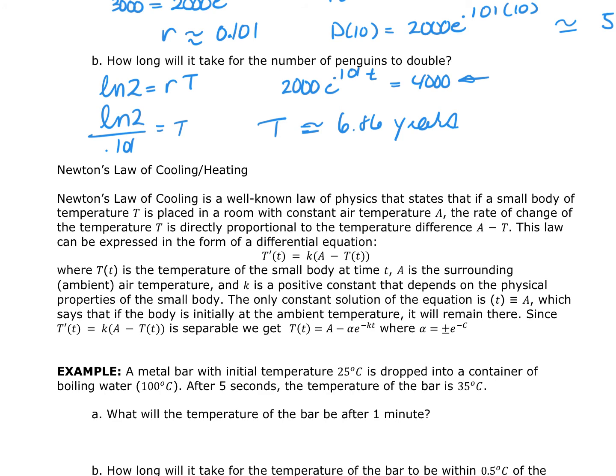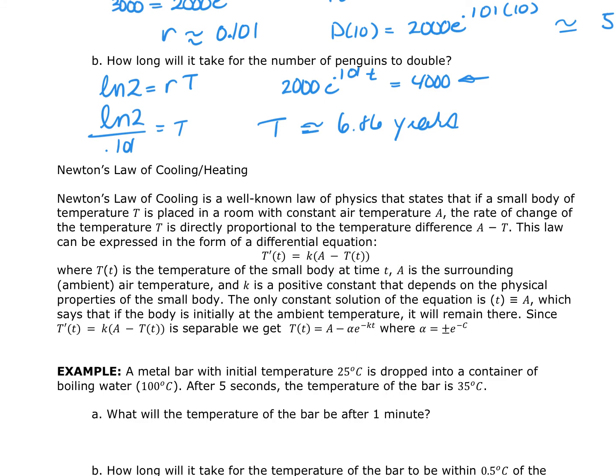So the temperature, T, is that of the body. The temperature of the air is A. The rate at which it changes is directly proportional to the temperature difference, air temperature minus body temperature. And we can express it in this form: T prime of T is equal to K, where K is our constant, a positive constant that depends on the physical properties of the body, times A minus T of T. Since we know that this is a separable differential equation, we solve it and we end up with T of T is equal to A, which is the temperature of the air, minus alpha e raised to the KT, where alpha is equal to plus or minus e raised to the C. And you're like, well, where did this C come from? C is just that constant of integration.